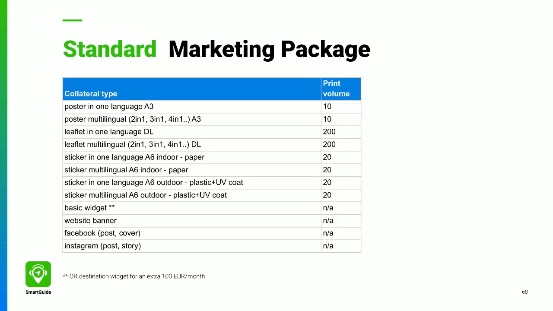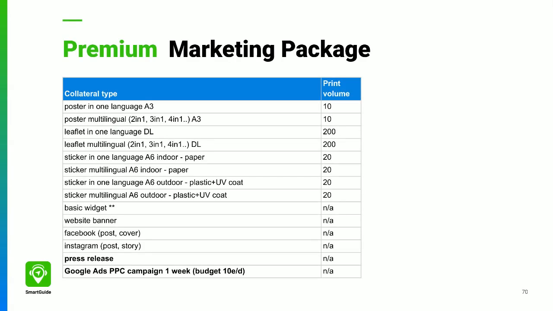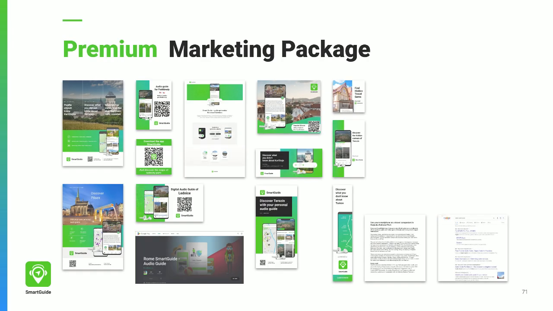Standard marketing package costs €1,300 and it includes 10 A3 posters in 1 language, 10 multilingual A3 posters, 200 DL leaflets in 1 language, 200 DL multilingual leaflets, 20 indoor paper A6 stickers, 20 multilingual indoor paper DL stickers, 20 outdoor A6 stickers in 1 language, 20 outdoor A6 multilingual stickers, a basic widget, website banner, Facebook post and cover, Instagram post and story.